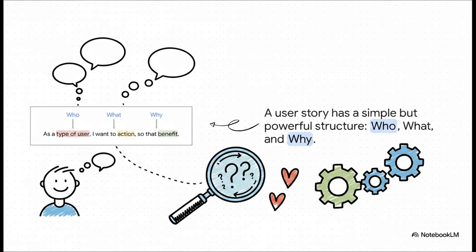The magic of a user story is in its simple structure. It forces you to get crystal clear on 3 things. Who is the user? What do they want to do? And this is the most important part. Why do they want to do it? That clarity is what keeps the entire team focused on solving the right problem for the right reason.